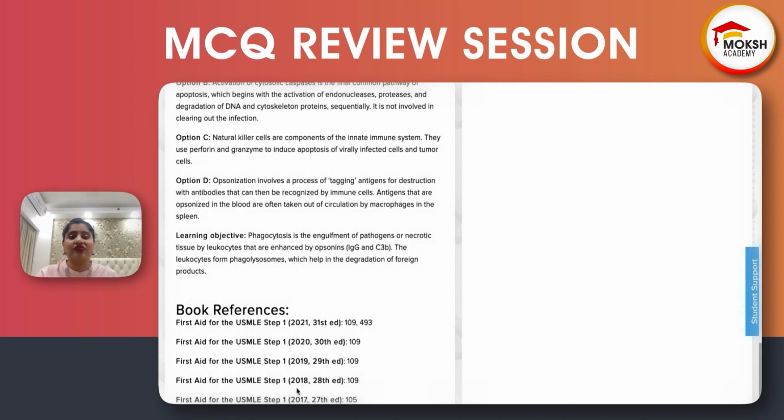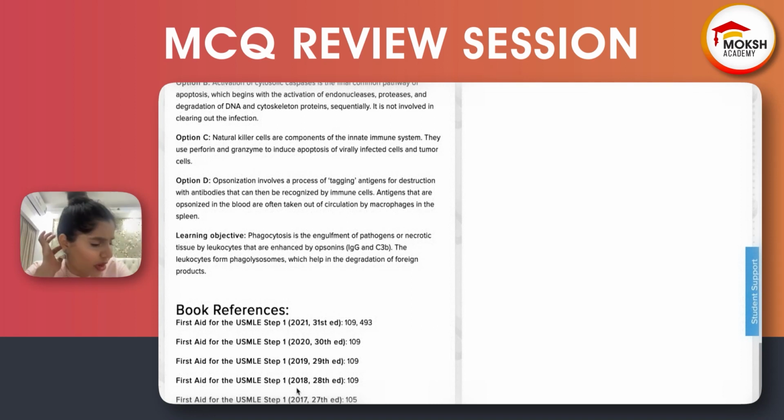Opsonization involves a process of tagging the antigens, making them tasty basically for the body's cells to eat up, right? For your antibodies to be recognized by the immune cells. And antigens that are opsonized in the blood are often taken out of circulation by macrophages in the spleen, right? So that's why the spleen is important. That's why macrophages are important. Now, phagocytosis is basically engulfment. We learned that it is enhanced by opsonins, which are IgG and C3b. The leukocytes form phagolysosome, which helps in degradation.